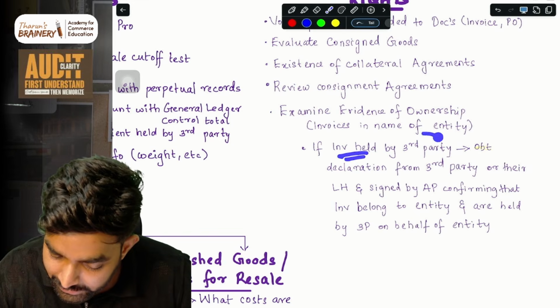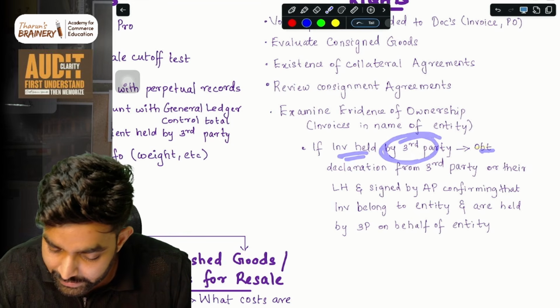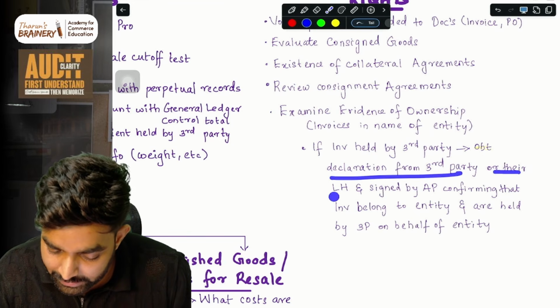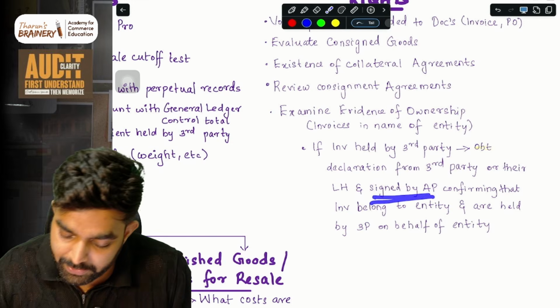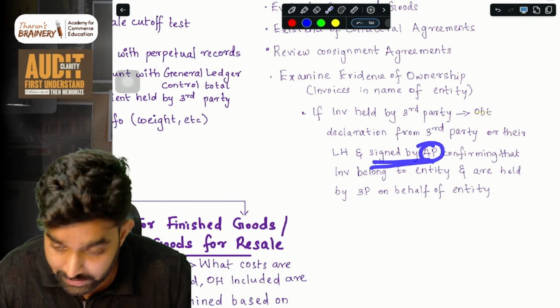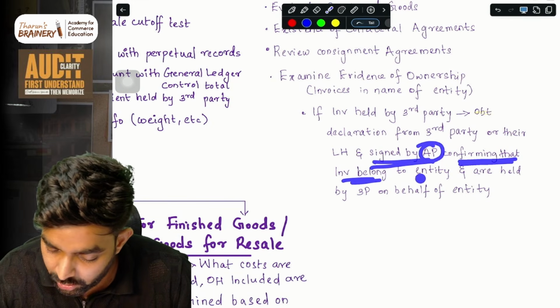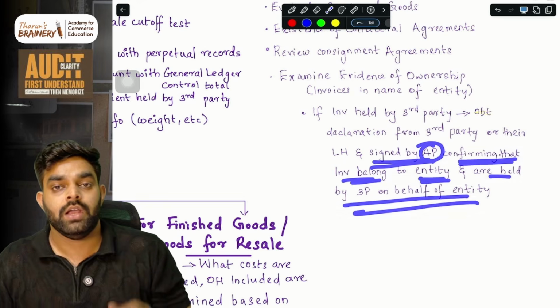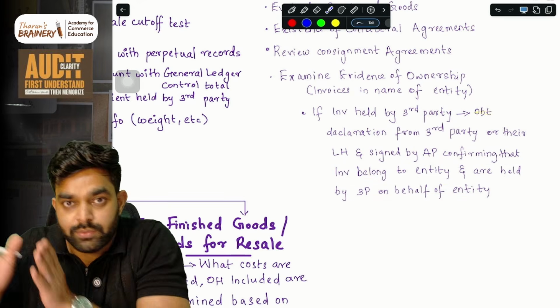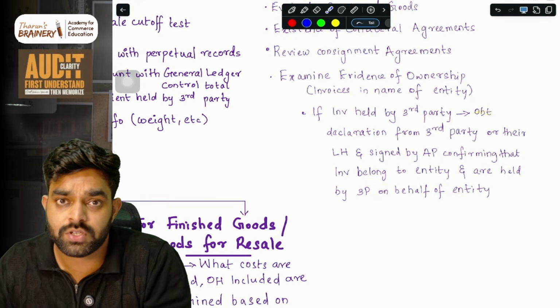Then if inventory is held by the third party, obtain a declaration from the third party or their legal heir, and it should be signed by the authorized personnel, confirming that inventory belongs to the entity and is held by the third party. Imagine some of the company's goods are with a third party. What is the procedure you have to follow?